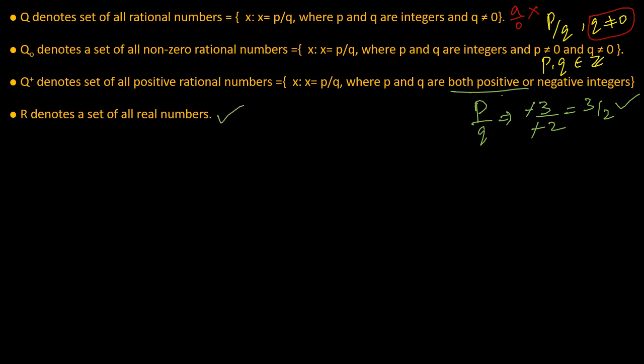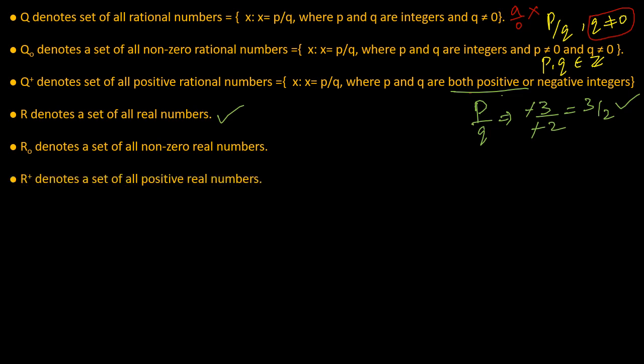What is R? R is nothing but the set of all real numbers. We already know that, right? What is R naught? From the real numbers we need to remove the 0 from that. R plus means positive real numbers. What is R minus Q? From the R you need to remove all the rational numbers. So we have a specific name for that. What is that? We will call it irrational numbers.